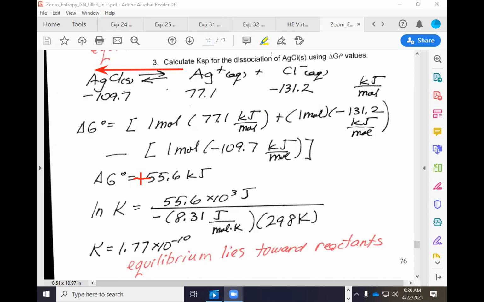And then if we look at our value here for our KEQ, we see it's very small, which means equilibrium lies this way. And so it matches, our arrows match, which is good.